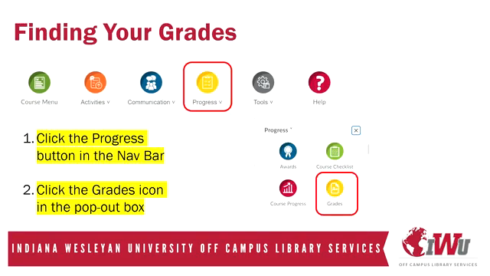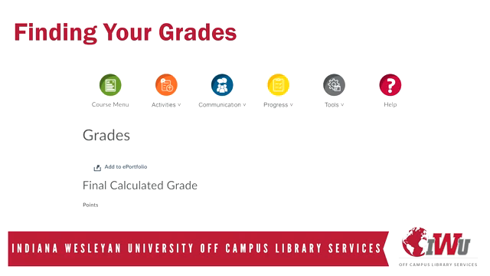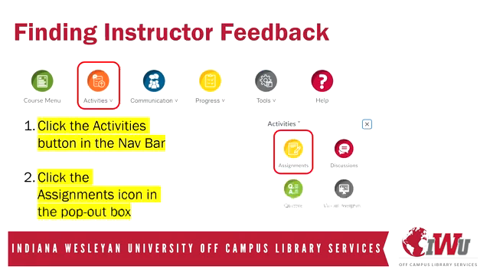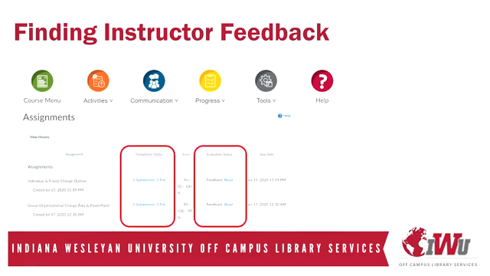Grades can be located by clicking on the Progress button in the nav bar and then choosing Grades. You'll see where your final grades are posted. If your instructor provided feedback on an assignment, it can be found under Activities on the nav bar, and then by choosing Assignments. Information will be found by clicking on links under Completion Status and Evaluation Status.